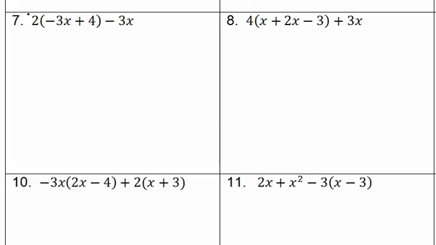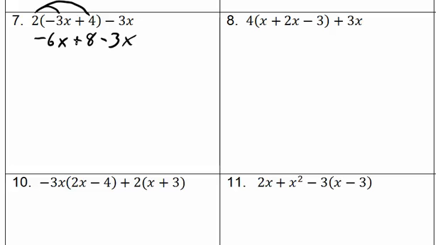All right, so to multiply 2 times this, we have to use the distributive property. So 2 times negative 3x is negative 6x, and 2 times 4 is 8. And we don't multiply this because it's not in the parentheses, so we're just going to write that down. All right, so that was multiplication and division. There's no other multiplication or division, so we're going to add and subtract.